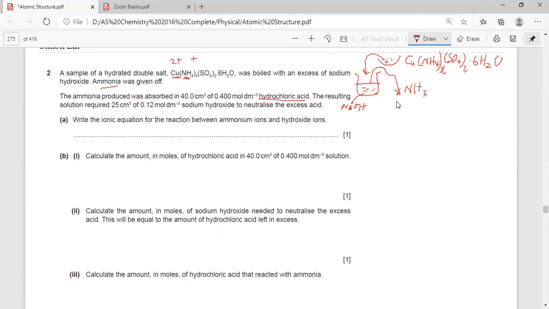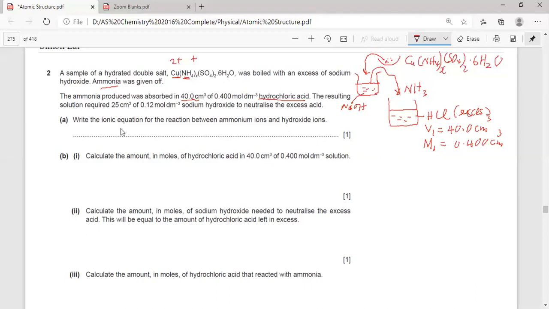And then all the ammonia is absorbed in what? In here, in your HCl. So the ammonia produced is absorbed in here. Now it is HCl. And what information about the HCl? The volume is this. So put down V1 equals 40.0 cm cube. M1 equals 0.400 molar. This of course is always in excess because you want it to react with all your ammonia.